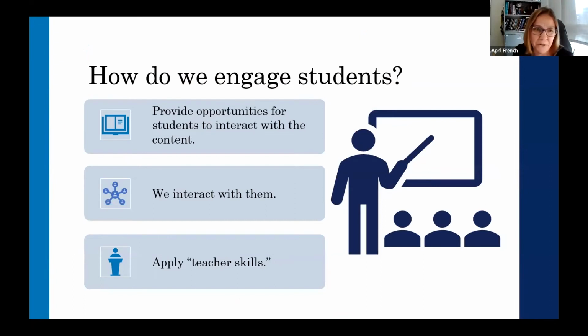But what else can we do? We want to provide opportunities for students to interact with the content. For labs, we think of pre-lab activities as asking students to write the procedure in their lab notebook, but we also think that we need to stretch that out a bit and see if we can engage students by asking them to answer questions and applying that content knowledge to solve problems.